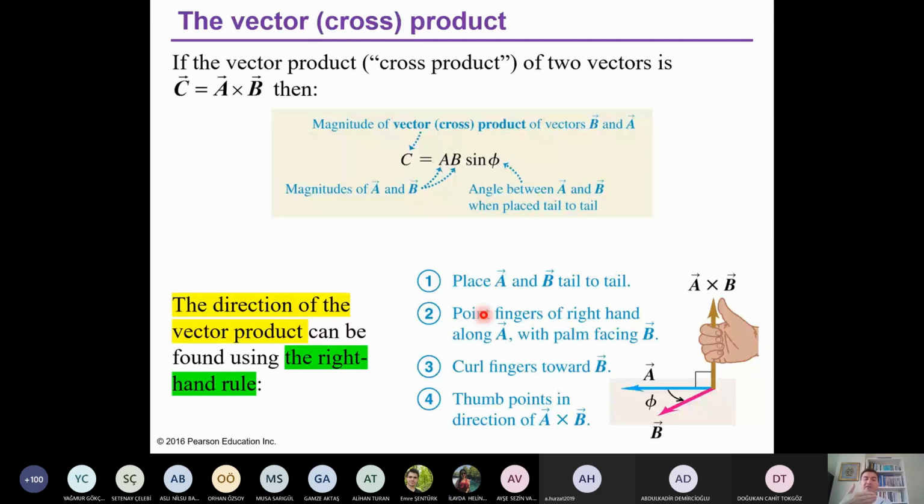Let's consider that this is the A vector, and this is the B vector. First of all, point your fingers along the A vector, and then rotate your fingers to the B vector here. And this thumb will show you the resultant C vector. So first you point these 4 fingers along the A vector, then rotate them to the B vector, and this thumb will show you the resultant C vector. But you have to use your right hand, not left hand. Don't forget, always use your right hand. The rule is the right-hand rule. Do you have any question here? Everybody should understand this point.